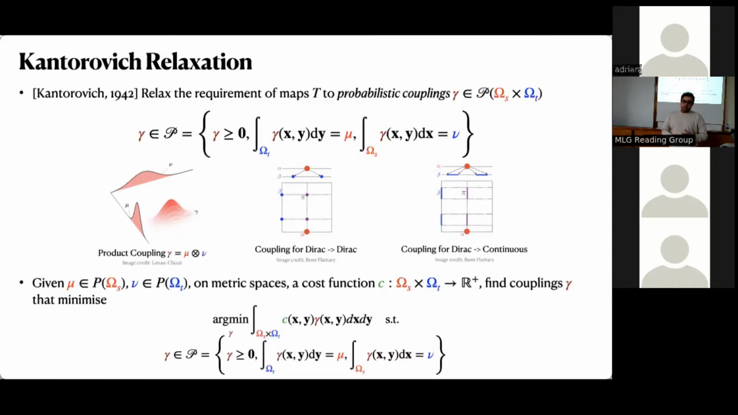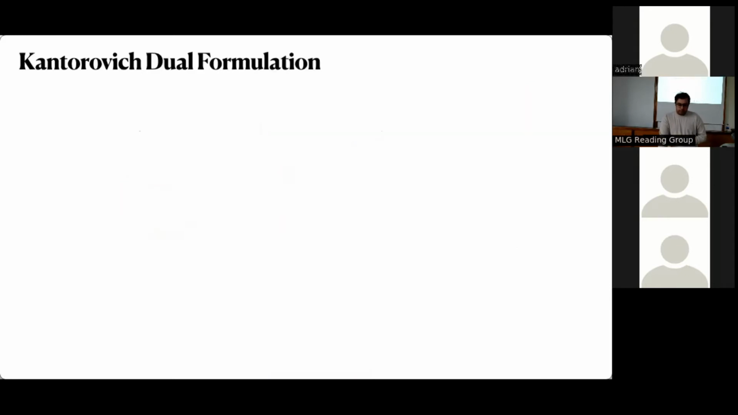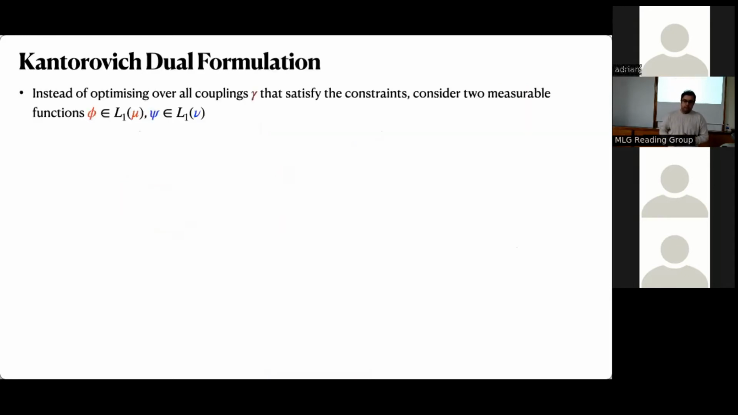And so there were a lot of people that came upon the same sort of relaxation and primal formulation of the problem. But what Kantorovich is really famous for is flipping this and calculating the dual to this problem. And so what Kantorovich said was, can you do better than having to find a coupling that's of size omega s times omega t?